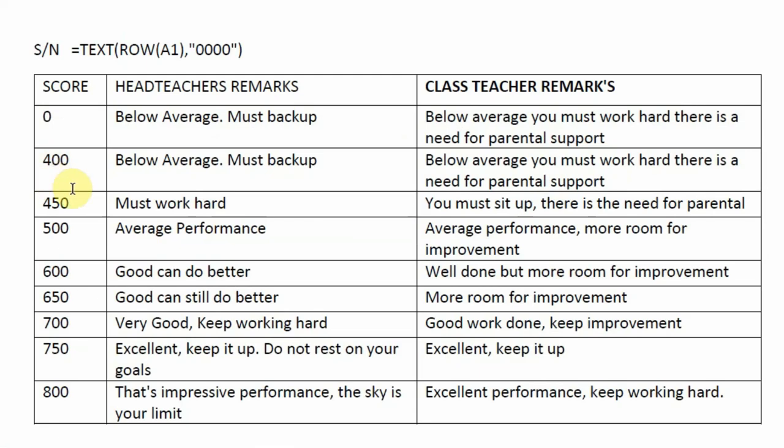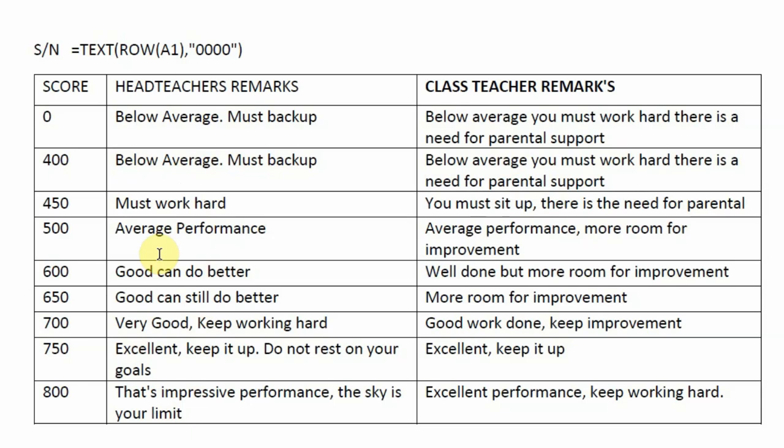Between 400 and 450, this is what should be written. When a person gets below 400, or between 400 and 450, this is what should be written under the class teacher's remarks, and this is what should be written under head teacher's remarks, and it goes on to the last. So we've used this formula for it.